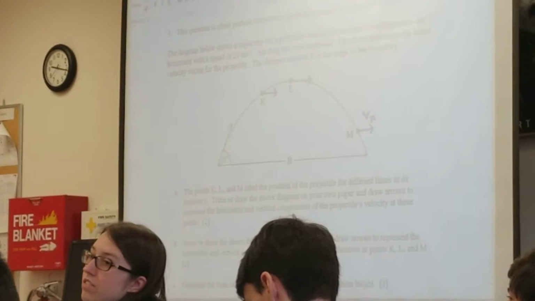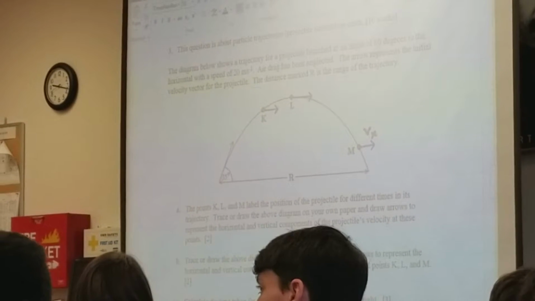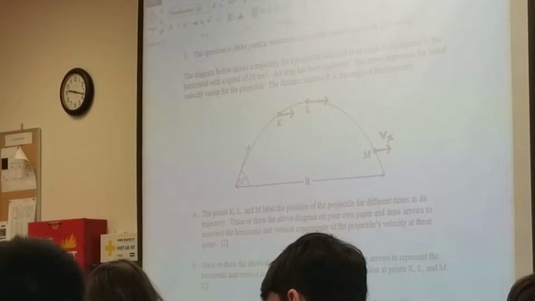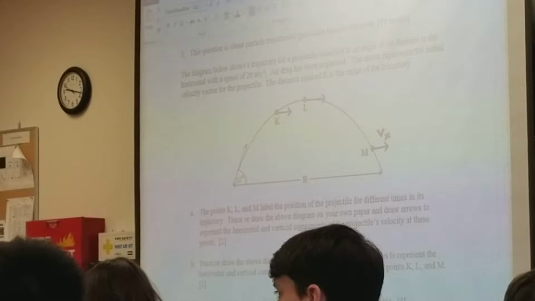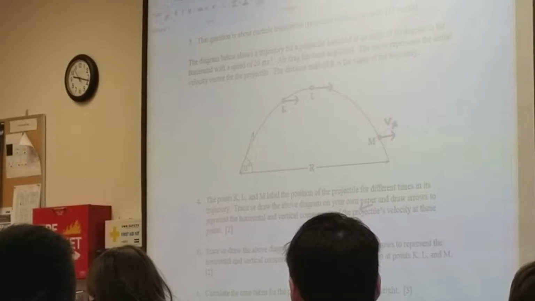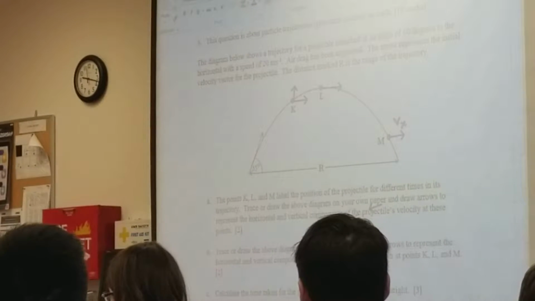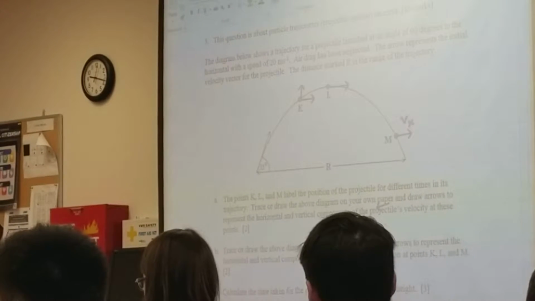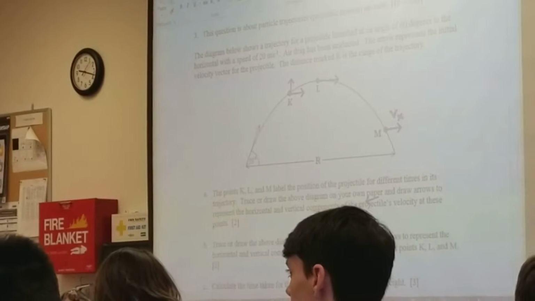Vertical velocity. Let's hit the vertical velocity at L first. What should the vertical velocity at L be? 0. At K, the projectile hasn't gotten to the top of its motion yet. What direction is it going? Up. There we go. At M, the projectile is past the top of its motion. What direction is its velocity? Down. How does the magnitude of the velocity at M compare to that at K?